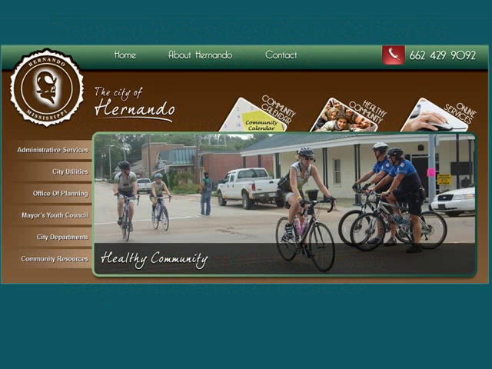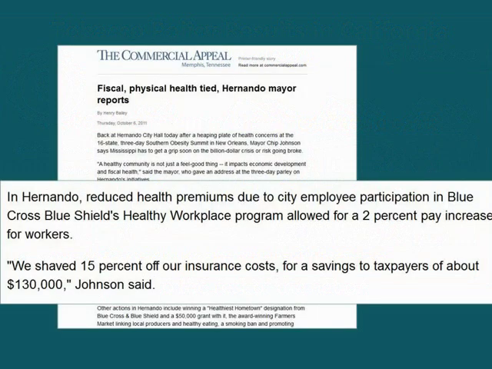Well, just in the first few years of those efforts, the city of Hernando has already reaped financial benefits. The city's health premiums have been reduced, and it's allowed for a pay increase for city workers. You can see a quote here from Mayor Johnson that they've shaved 15% off their insurance costs and saved taxpayers money as a result. I think that these kind of results are very important for the sustainability of policies overall, because if you can show that these policies not only work to reduce chronic disease, but they also save money, it really is a win-win.